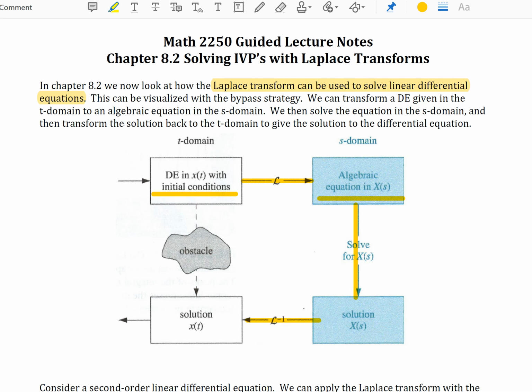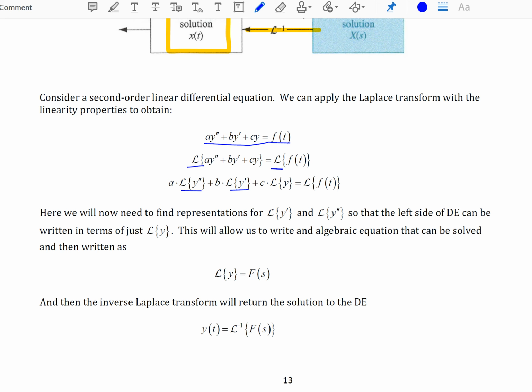Here, we will now need to find representations for L of y prime and L of y double prime, so that the left side of the DE can be written in terms of just the Laplace of y. This will allow us to write the algebraic equation L of y is equal to some function of s. And then the inverse Laplace transform can return the solution to the differential equation.